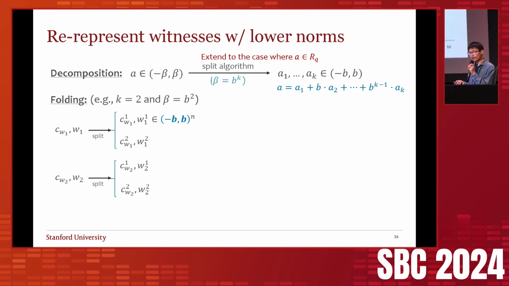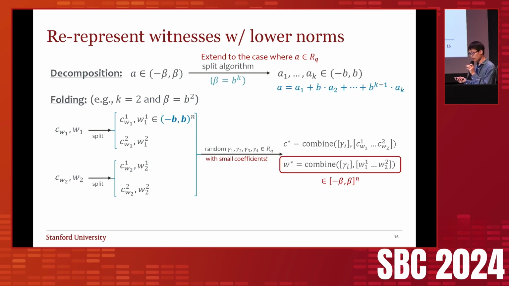And at this point, suddenly, magically, we can do random combination. But you need to be a little bit careful in that these random challenges still need to have very small coefficients. And with some careful choice of parameters, finally, you can guarantee that after folding, the folded witness will always be inside this message space of commitments, because b is smaller than beta. Even if you have some blow up, you can control it to be inside beta.